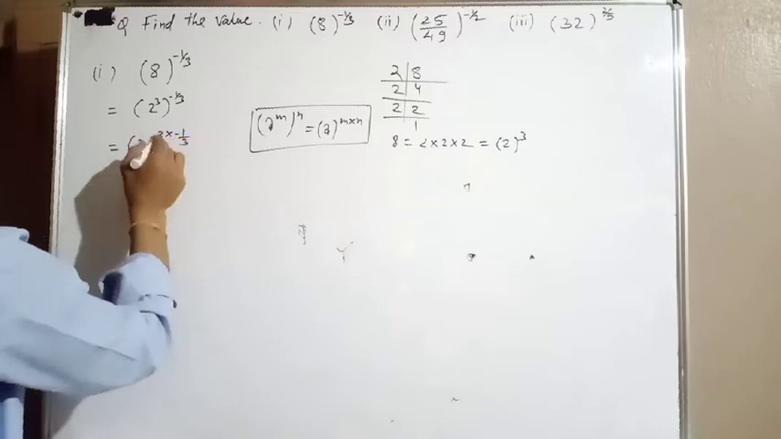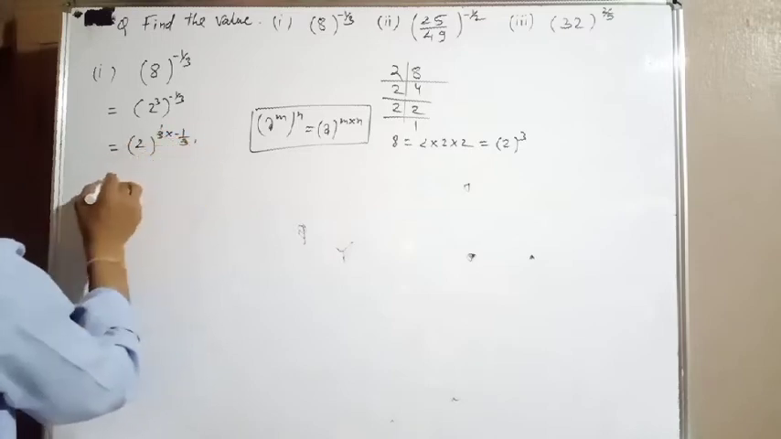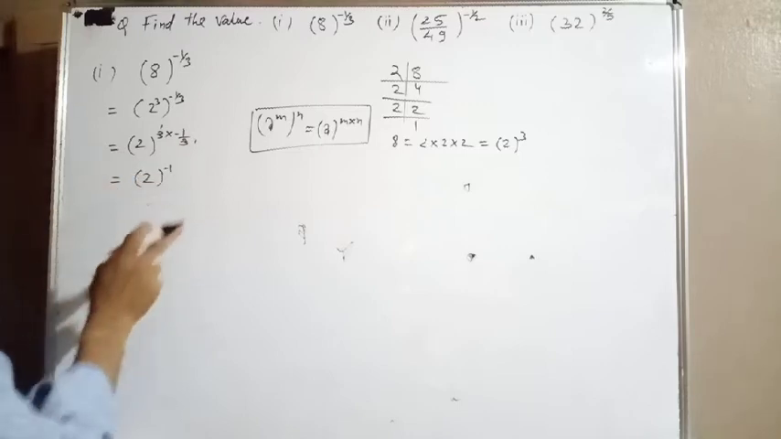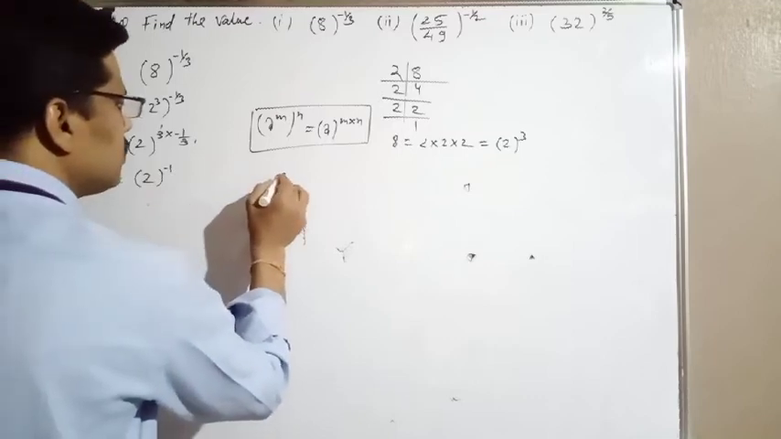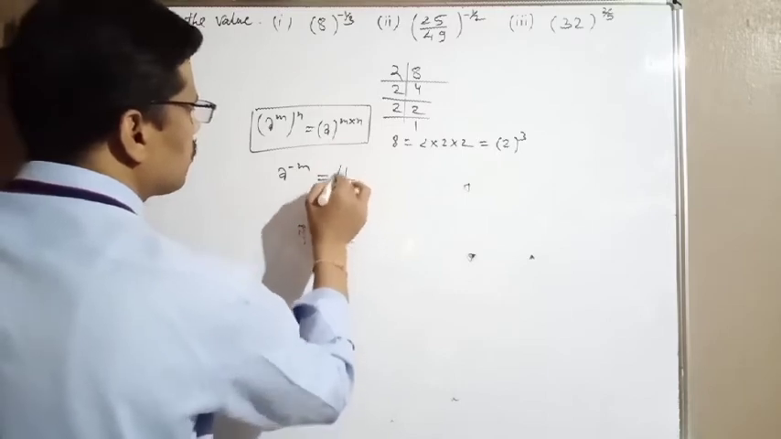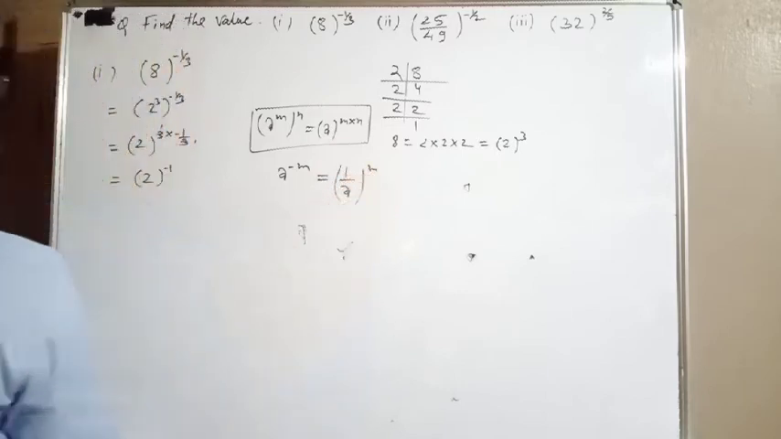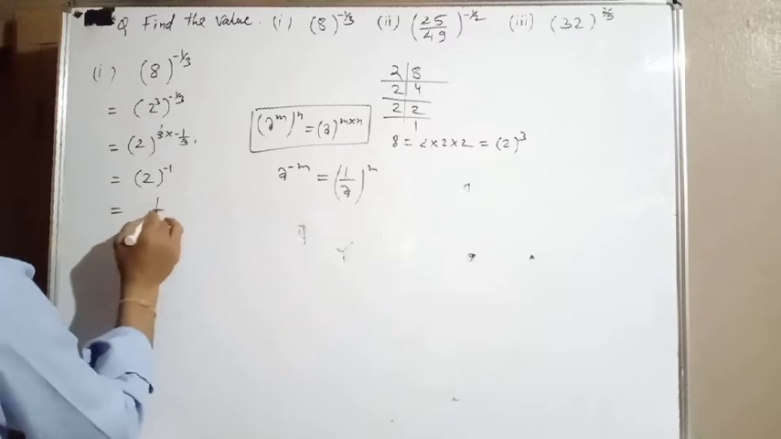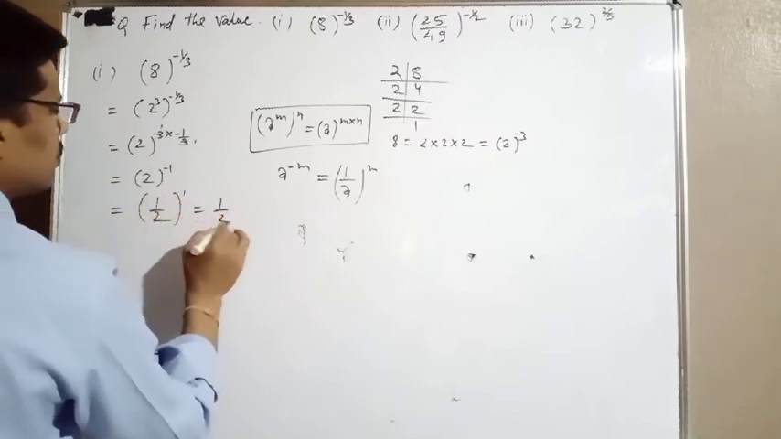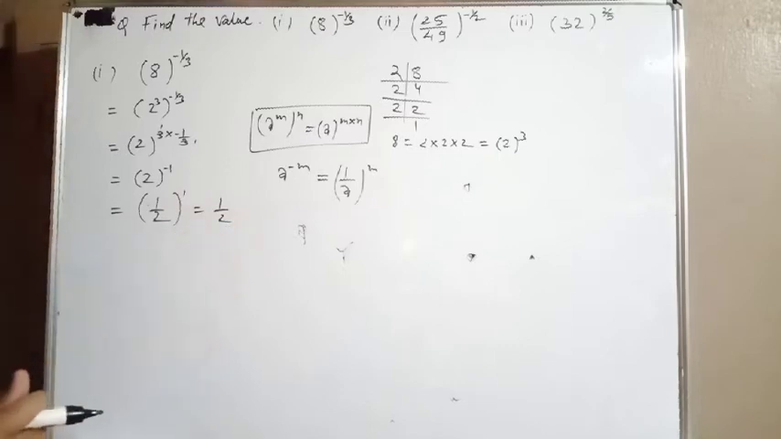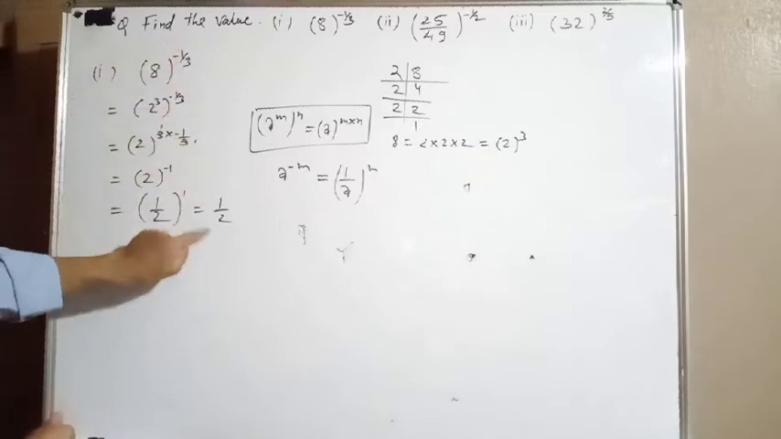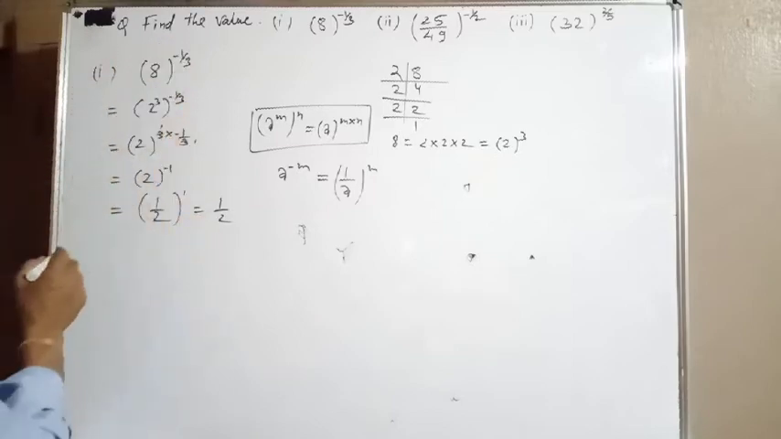Now you can cancel easily. This 3 cancels, this 3 cancels. What is the power of 2? It is minus 1. The negative power can be converted to positive. Which formula? If any number has a negative power, then its power becomes positive, and you can write 1 upon n like that. Here it becomes 1 upon 2 power 1, which means 1 upon 2. This is your required answer. You can say that the value of 8 to the power minus 1 upon 3 is 1 upon 2. Now the next question, it is also very simple.